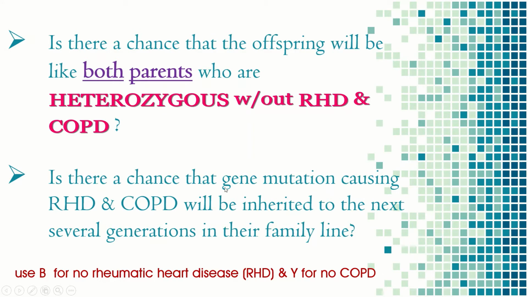So what is the chance of their offspring to be just like them, carriers? And what is the chance that the gene mutation will be inherited to the next several generations in their family line? In our problem, we'll be using the letter B to represent the allele for with or without rheumatic heart disease, and Y for with or without COPD.